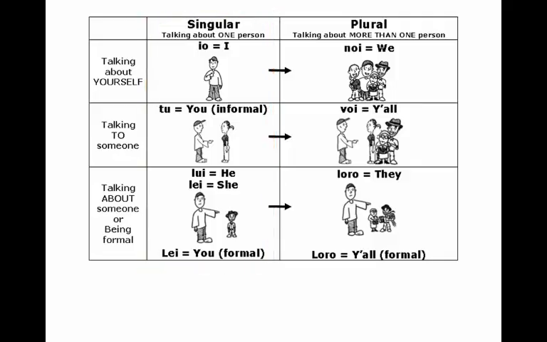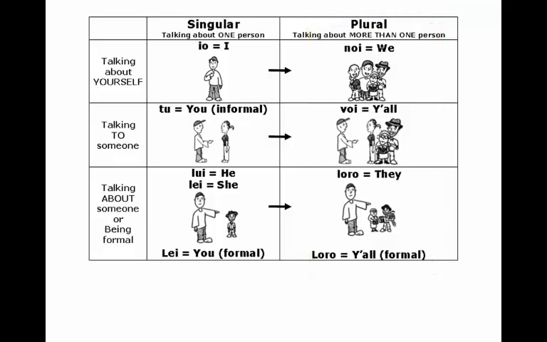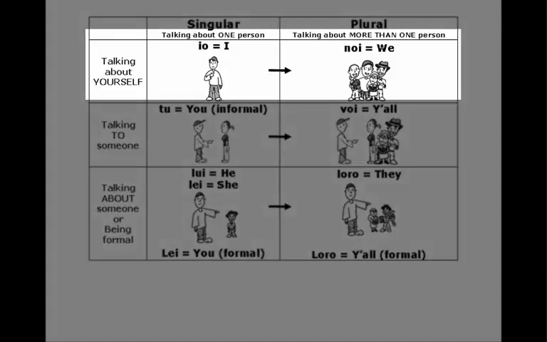If you're talking about yourself plus some other people, like my friends and I or my family and I, that would be plural because now it's more than one person. So the plural column is on the right-hand side. That's when you're speaking about more than one person. Then you have the chart divided by rows. The first row is talking about yourself. So again, this would be the io form, talking about yourself.